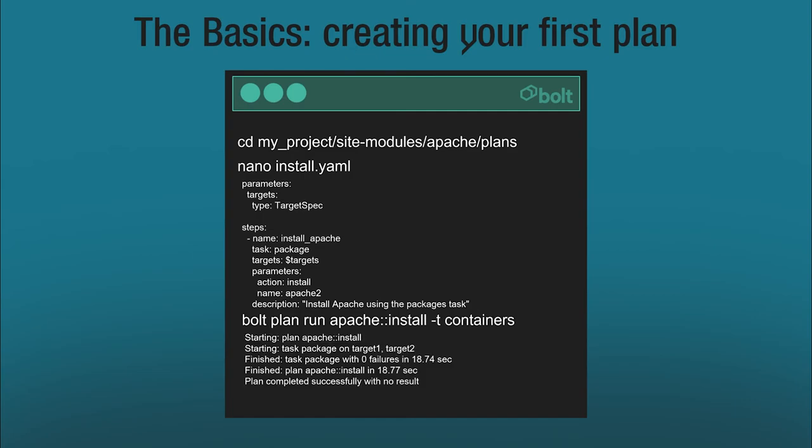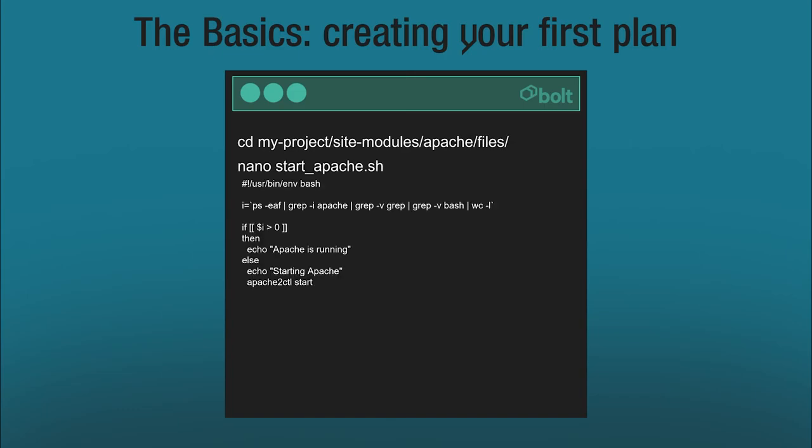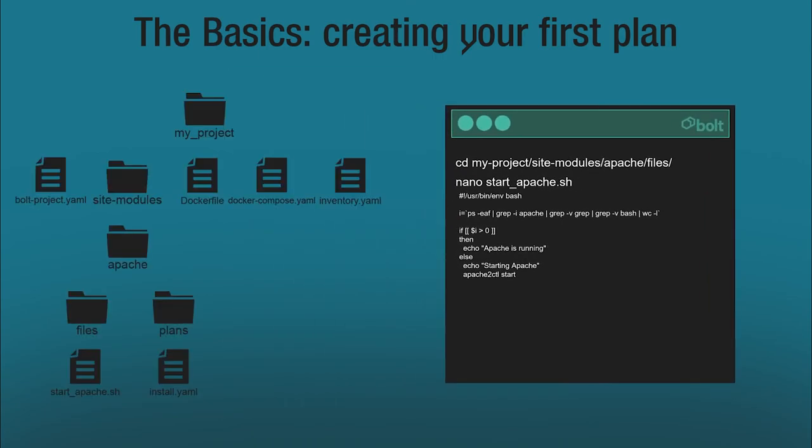Next, you will run a script on your targets to start Apache. First, a script will have to be made, and then we have to add it to your plan. Navigate to your MyProject, site-modules, apache, files directory and create the file start_apache.sh with the following content. Your file structure should look like this.